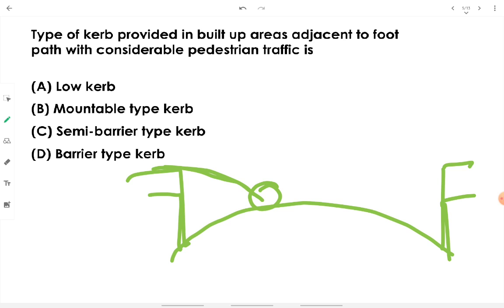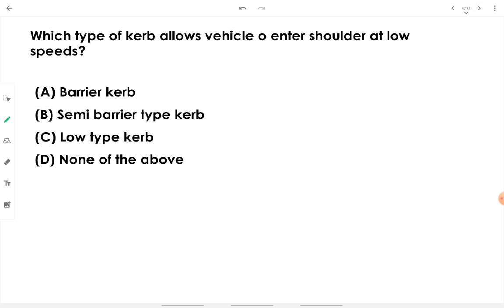That's why it will be very useful for pedestrians to have their safety maintained. This specific type of curb is called barrier type curb, that doesn't allow any vehicle to mount over them. It provides safety to the pedestrians who are going by foot. Then let's go to the next question.